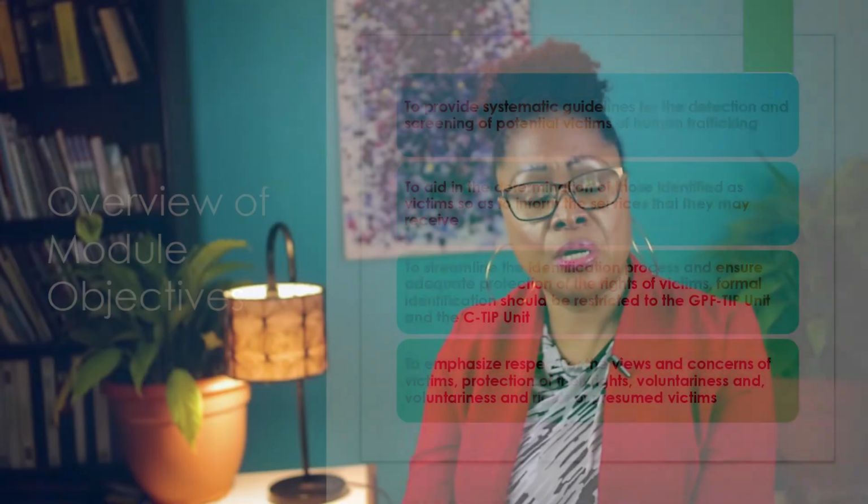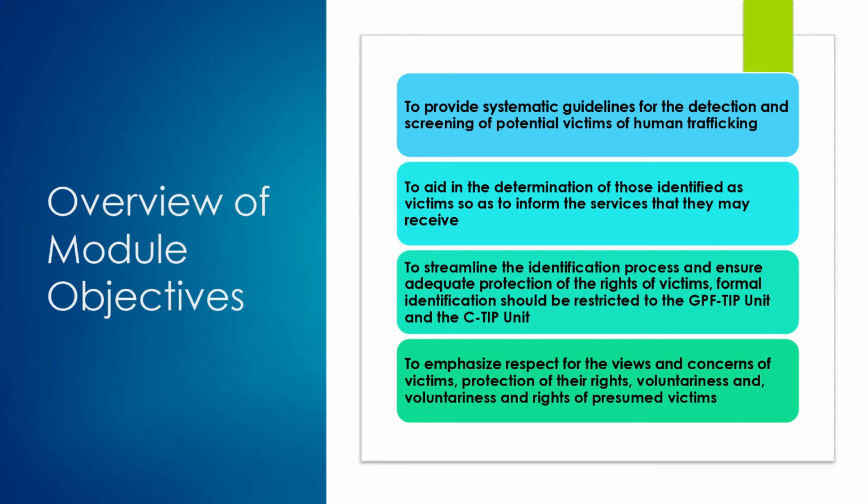So let's look at, for this first training module, what do we want to do? First, to provide a systematic guideline for the detection and screening of potential victims of trafficking in persons. We want to aid in the determination of those identified as victims so that we can inform the services that they will receive. We want to ensure that we streamline the identification process so that we adequately protect the rights of victims and we provide formal identification.